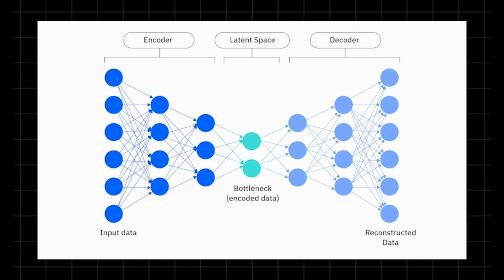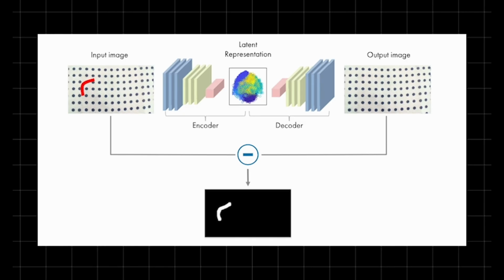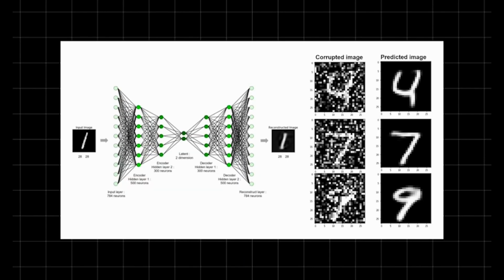A revolutionary deep learning technique for efficient data compression and reconstruction. At its core, an autoencoder is a specialized neural network designed to encode input data into a condensed, latent representation, and then decode it back to its original form. This process forces the network to extract and retain only the most essential features of the data.